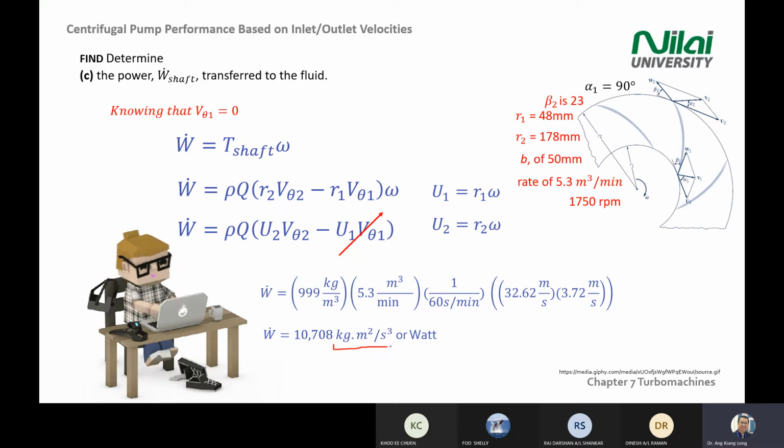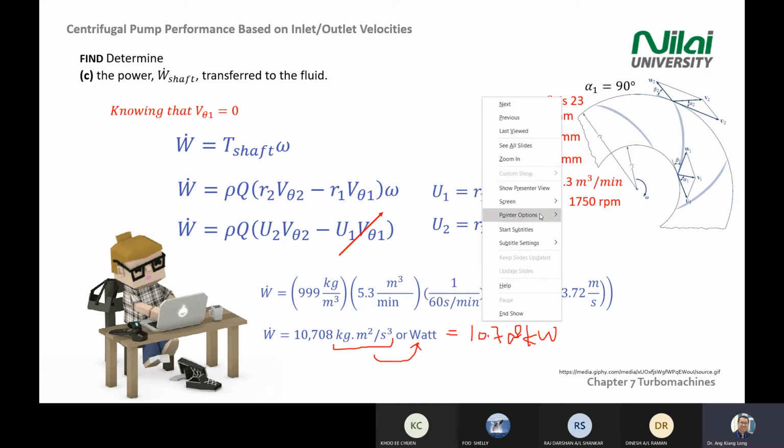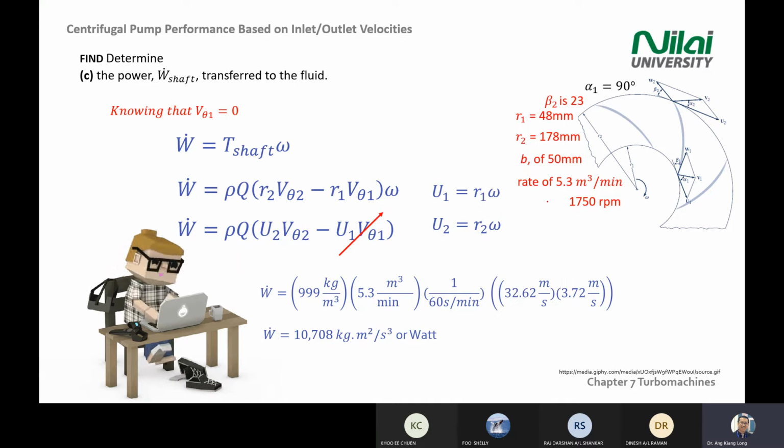So this one is equal to what? Okay, this one equal to what? So you can write your answer 10.708 kilowatt. Okay, so it's quite direct for this exercise.